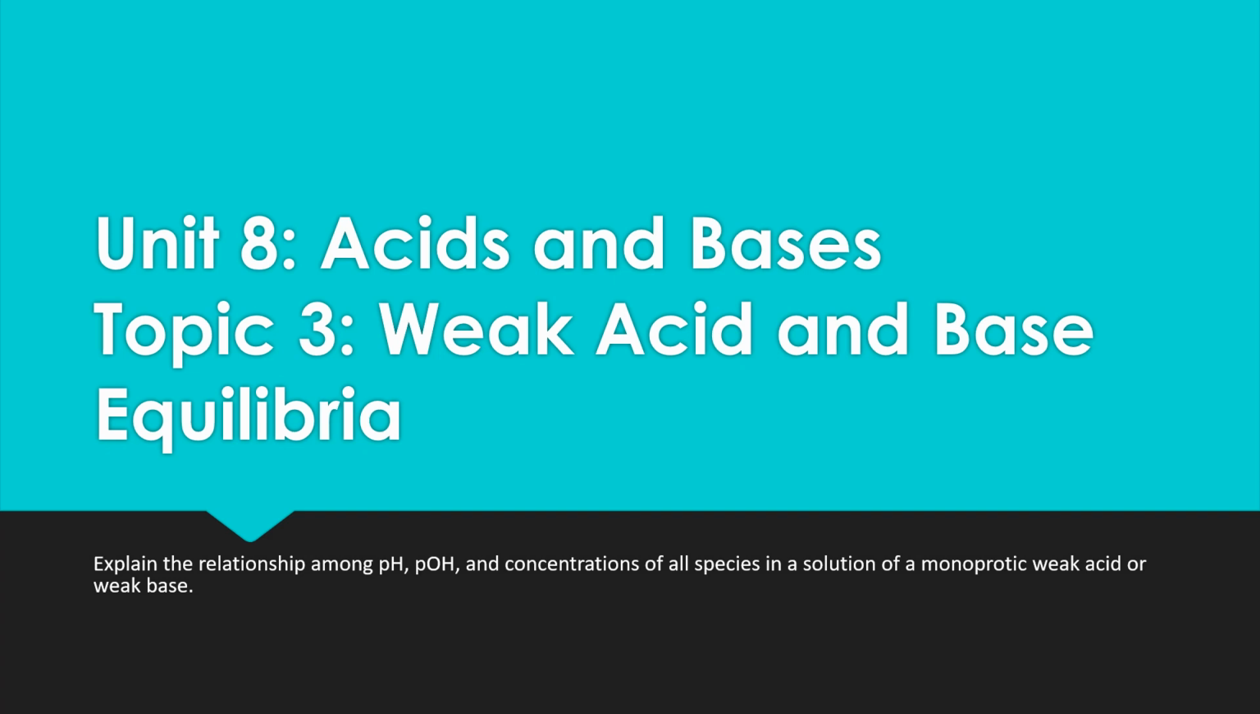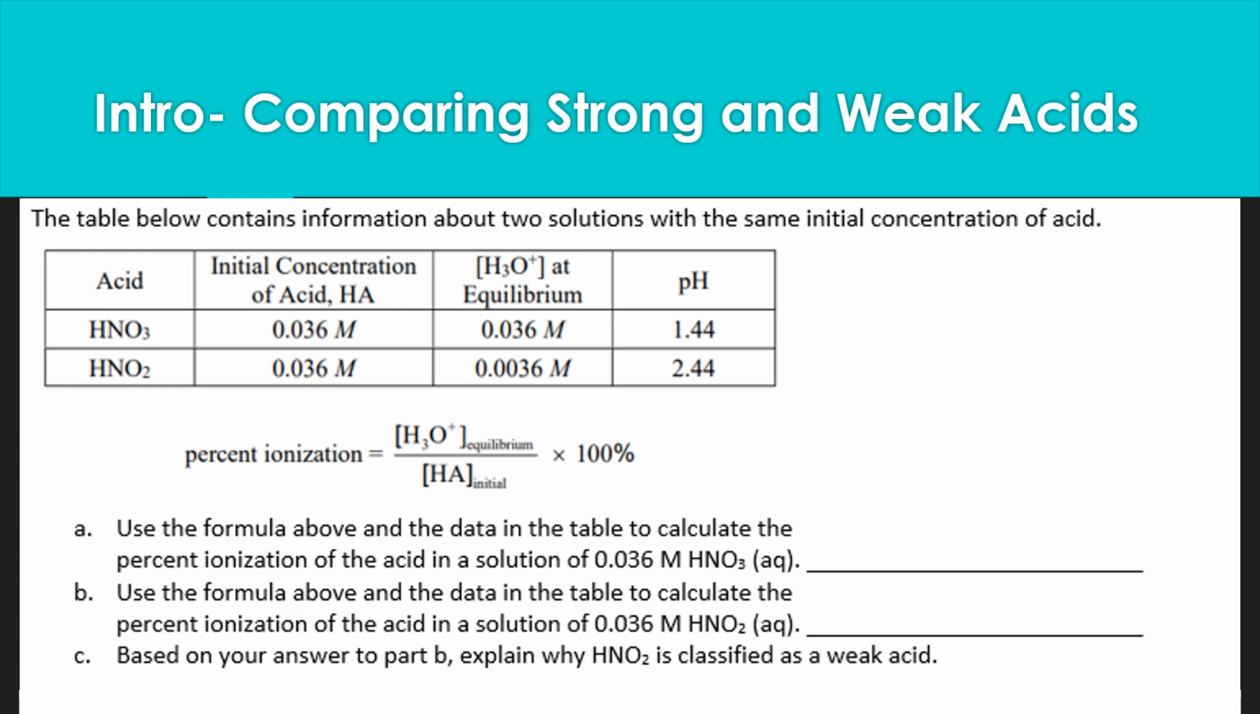Okay, today we're going to continue with Unit 8 on acids and bases with Topic 3, looking at weak acid and base equilibria. So we will explain the relationship among pH and pOH and the concentrations of the species in solution of monoprotic weak acids or weak bases. To start us off, we're going to do just a little comparison of a strong and a weak acid to get an idea of the real difference between the two.